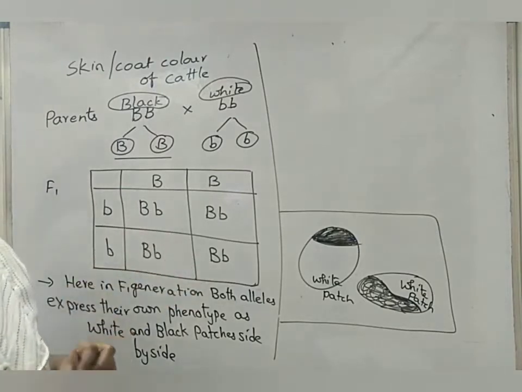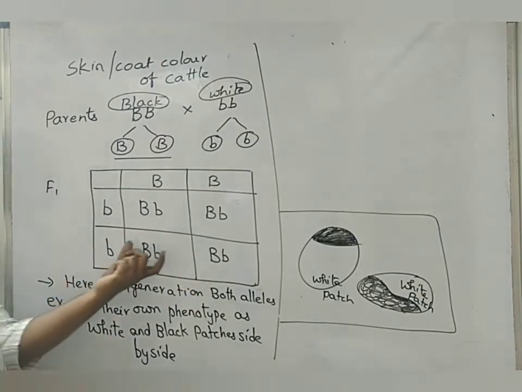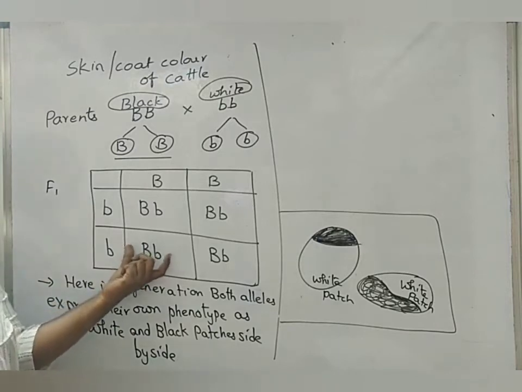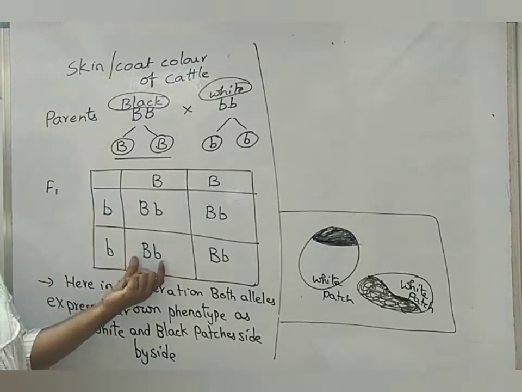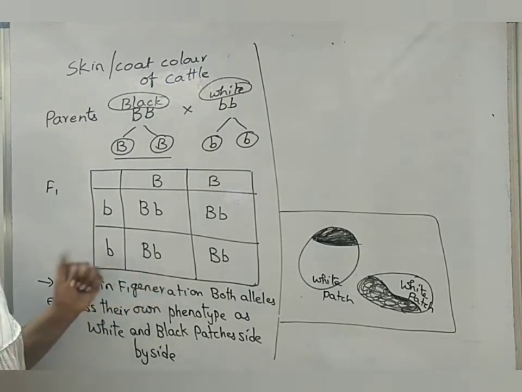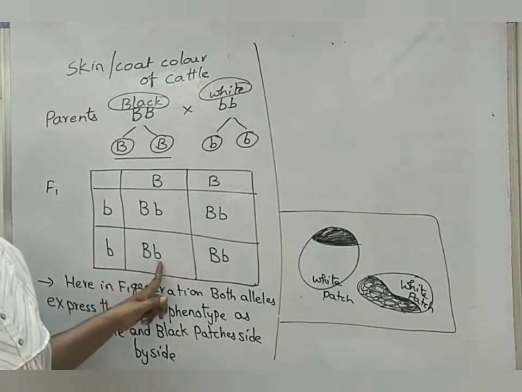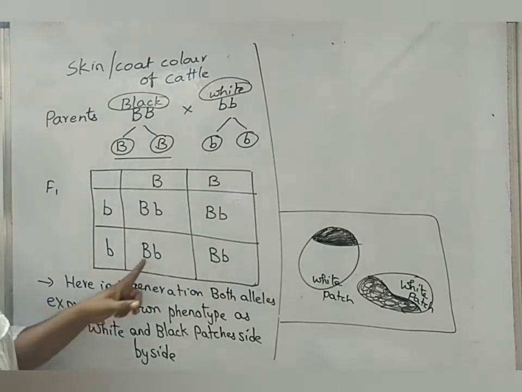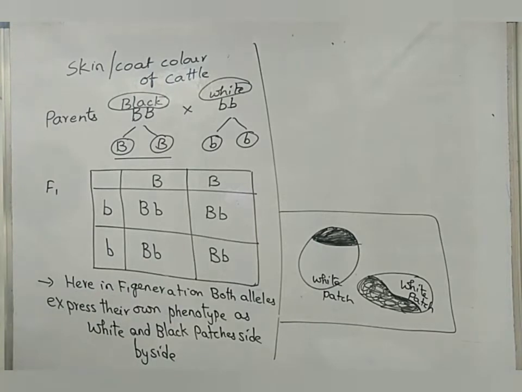Even genotypically in the F1 generation, the same capital B small b, whether the genes are in dominant or recessive form, both are getting expressed in the dominant form only. The representation can be similar to that of incomplete dominance, but the phenotypic expression is different from that of incomplete dominant alleles in Andalusian fowls.